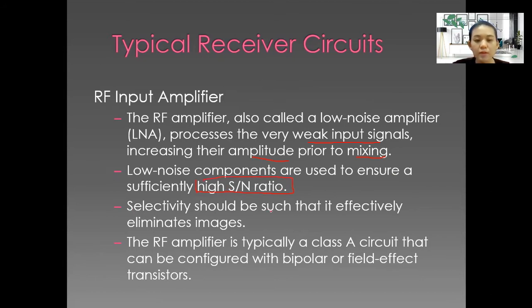Selectivity should be such that it effectively eliminates the image. This image is actually noise and we don't want it, so selectivity is needed to eliminate this image. This RF amplifier is typically a class A circuit that can be configured with a bipolar transistor or a field effect transistor, FET.